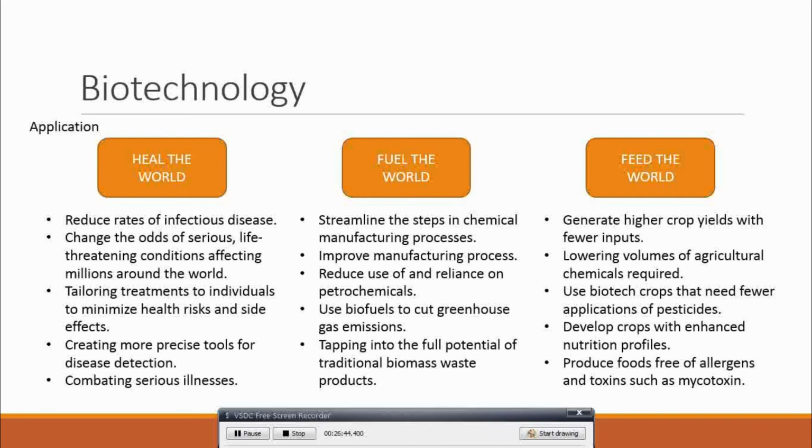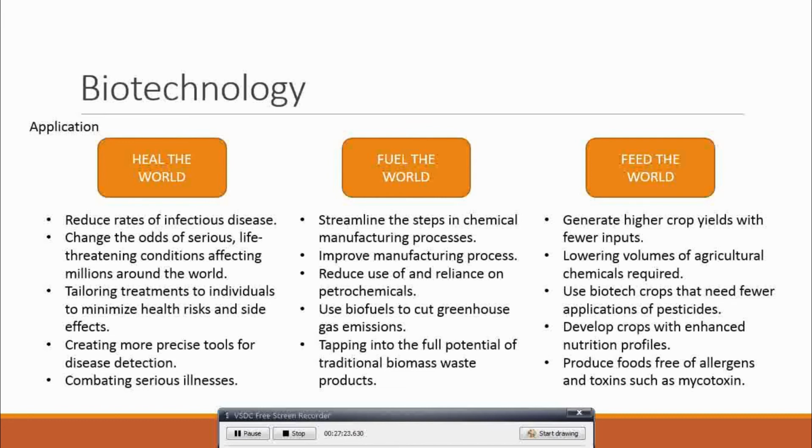Fuel the world, chemicals manufacturing process, improving manufacturing process, reduce use of reliance on petrochemicals, and use biofuel. Kan kita tengok orang banyak bincang pasal biofuel untuk nak to cut greenhouse gas emission. Sekarang dunia makin panas, orang pakai aircon makin banyak, lagi panas lagi banyak orang pasang aircon, lagi banyak orang pasang aircon, lagi makin panas. Jadi type of gas being used in the air conditioning system also has been changed. Kalau dulu pakai yang version yang tak green friendly, sekarang dah ada yang green friendly.